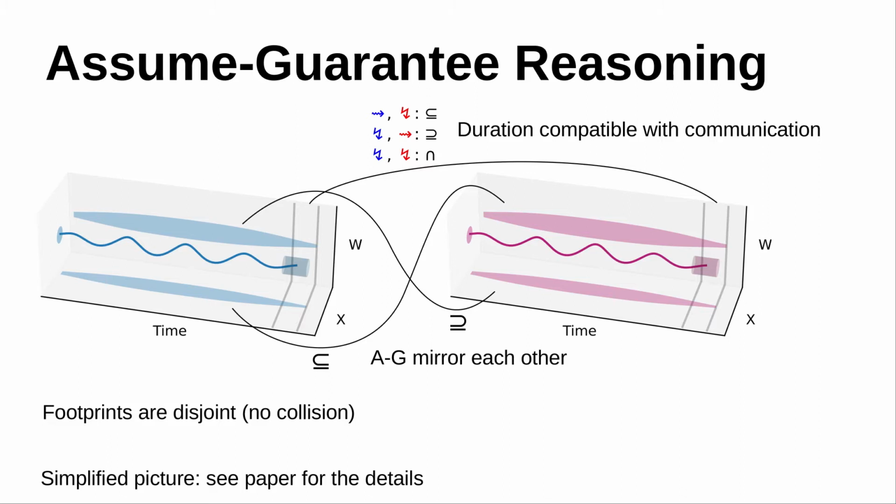This presentation is simplified. To be really compositional, the composition of two motion primitives should be a motion primitive as well. In the paper, we give an assume-guarantee rule that does exactly that by generalizing the ideas I just explained.